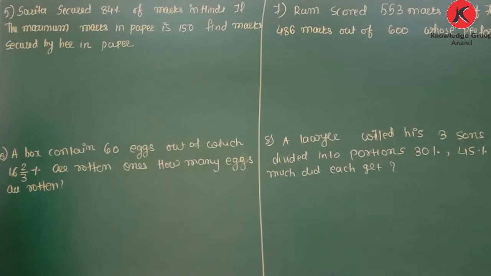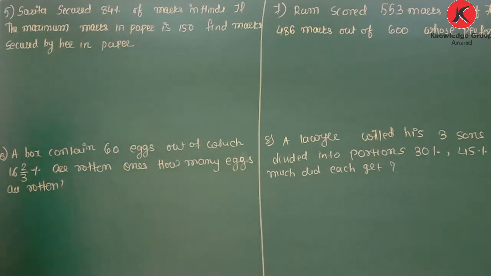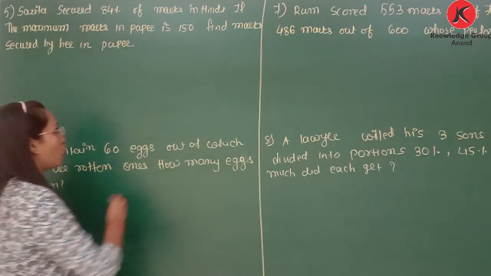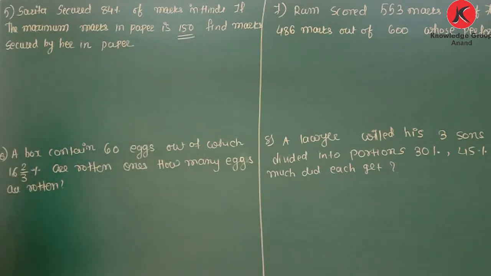Now next example. Sarita secured 84% of marks in Hindi. If the maximum marks in a paper is 150, find the marks secured by her in the paper. So here from 150 she got 84%. The Hindi paper is of 150 marks, and from that she got 84%. So here the percentage is given and the total marks is given. We need to find the number of marks.